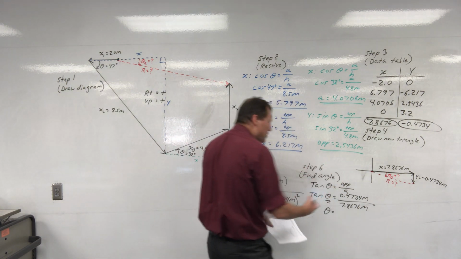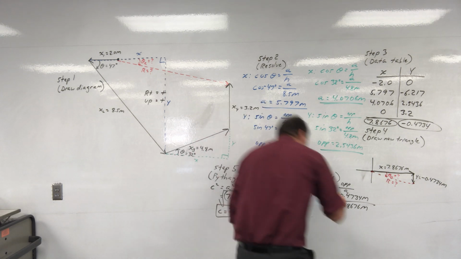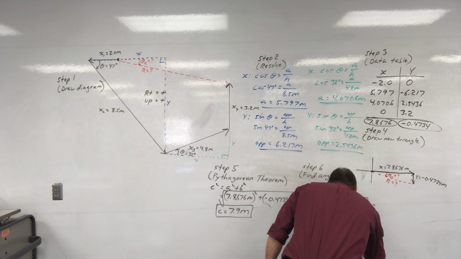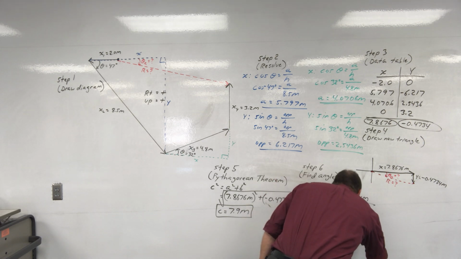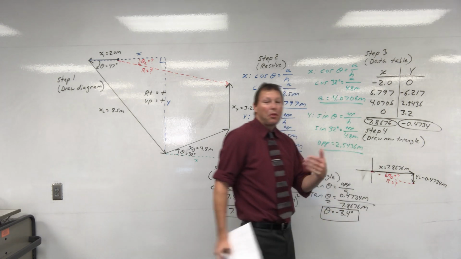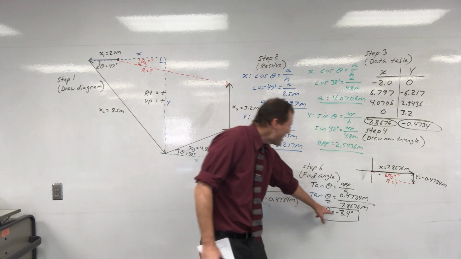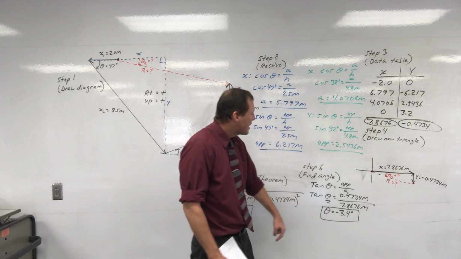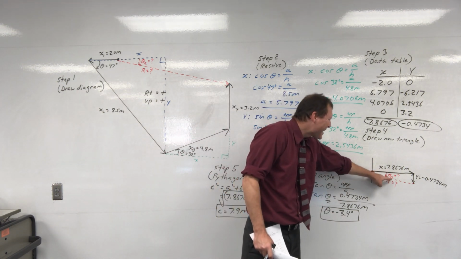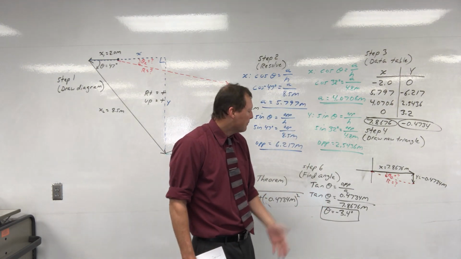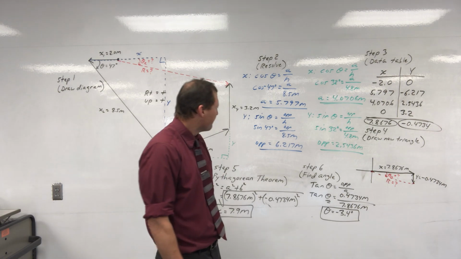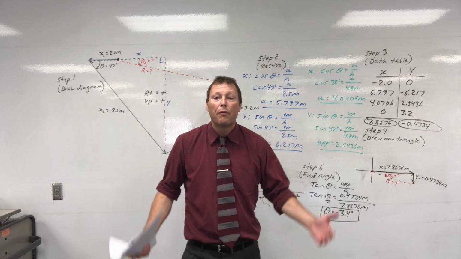And I'm going to round off to two significant digits again, and I'm going to end up with negative 3.4 degrees. Now my angle actually comes out to 3.4 degrees, and I'm making it negative because it's below the x-axis. So that's going to be a negative angle. And that's going to be it for this problem.